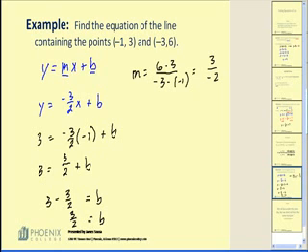We just need to put all the pieces together. We could take this equation here that's missing the value of b and replace it with positive 3/2.